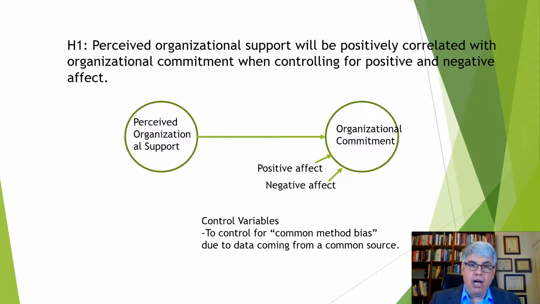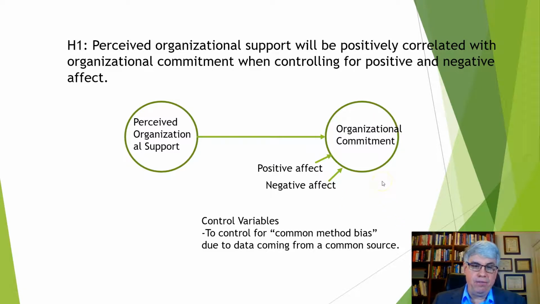And then neuroticism tends to be associated with anger and sadness and all kinds of negative affect. So that's how positive affect and negative affect tend to relate to the big five personality traits. So, if we want to find out if the perceived organizational support really does predict organizational commitment, and it's not just due to people's personalities, we can control for positive affect and negative affect.